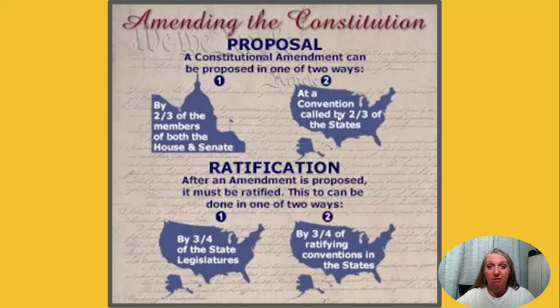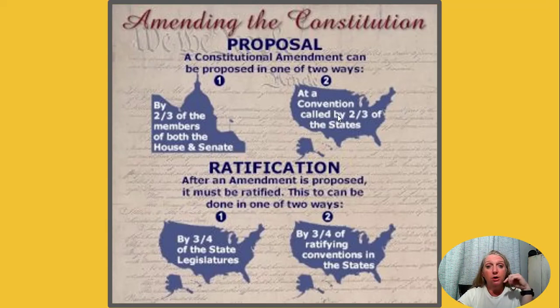State legislatures take a vote and pass it, or by 3/4 of ratifying conventions in the states. Now, Congress will designate how they want the ratification to go, because it can't be a combination of state legislatures and ratifying conventions, but they identify which method.